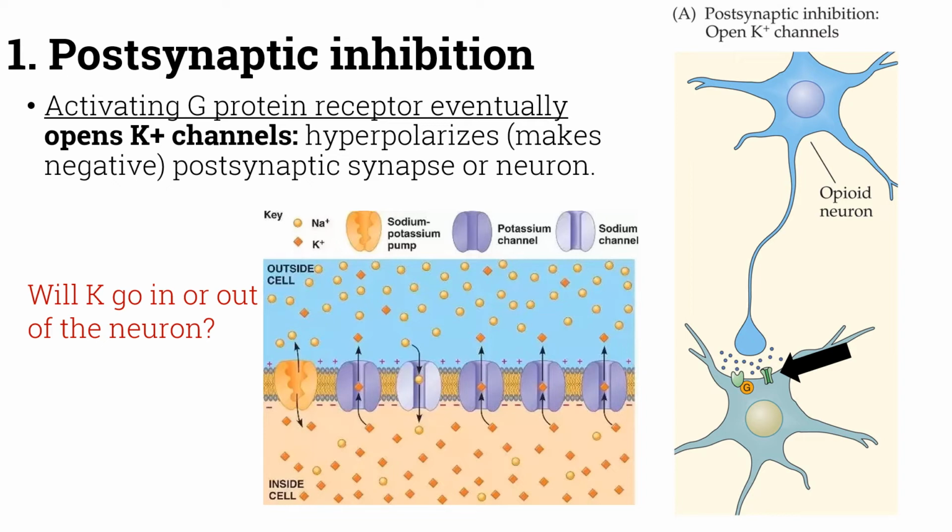Remember that potassium has a much larger concentration inside the cell at the resting state. So if we open the potassium channels, there will be an outflux of potassium ions leaving the cell. And as more positive charges leave the cell, that leaves the interior more negative than it would have otherwise been, and thus hyperpolarizing the neuron, making it less likely to fire.